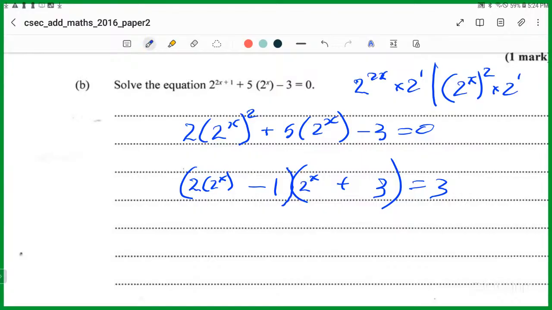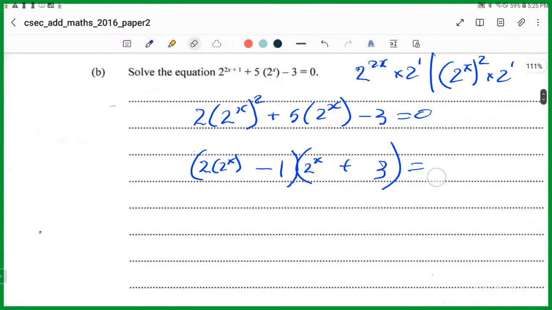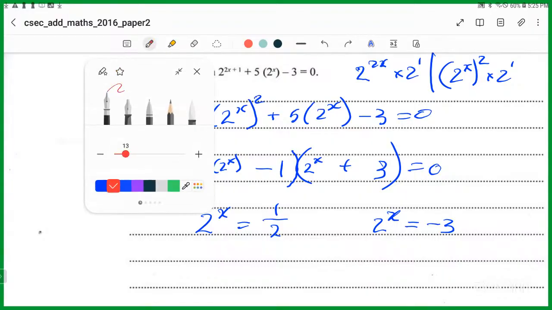And then we say, okay, equal to not 3, equal to 0. Oh Lord. Too many mistakes, Mr. Shaw. All right. So if this one equals 0, then we will have 2 to the x, carrying over the 1, becomes a positive 1 over 2. And if this one equals 0, then 2 to the x equals negative 3. Now this one is not valid, it doesn't have any solution. This one is not valid.